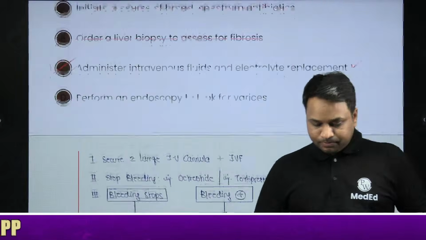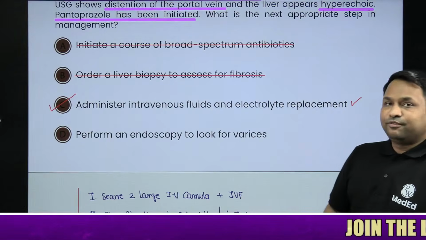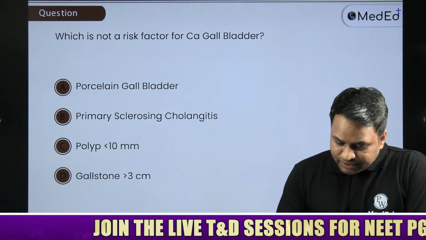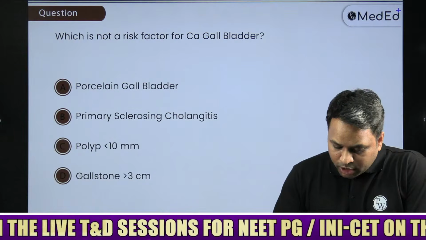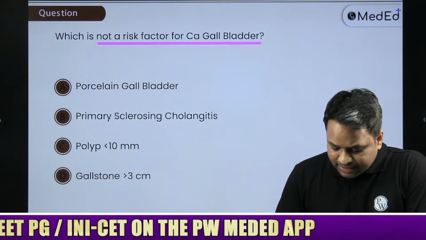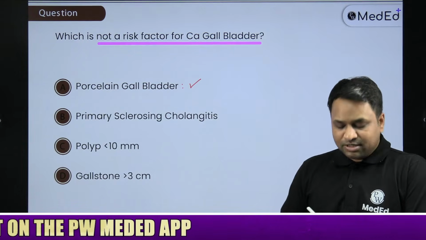So here it is: start the patient on IV fluids and electrolyte replacement. Okay, which of the following is not a risk factor for gallbladder carcinoma? Porcelain gallbladder, yes, it's a risk factor. It's a chronic calcified gallbladder.